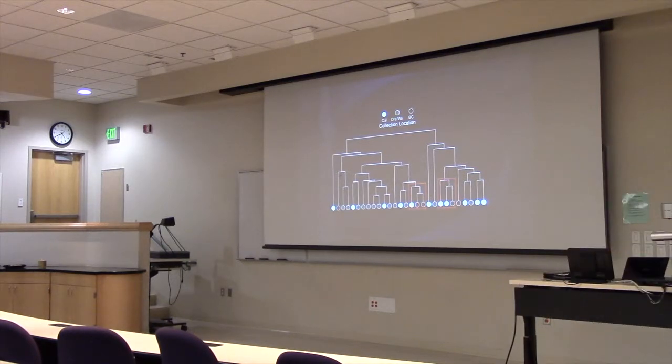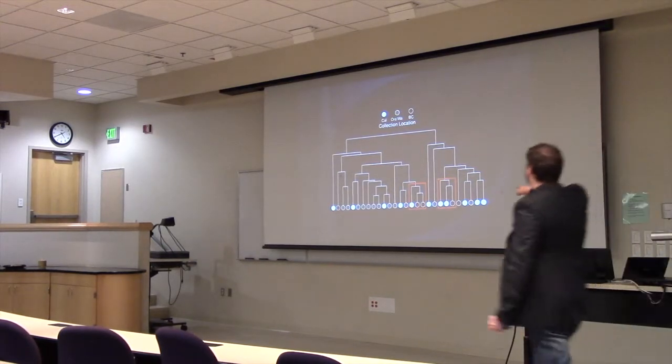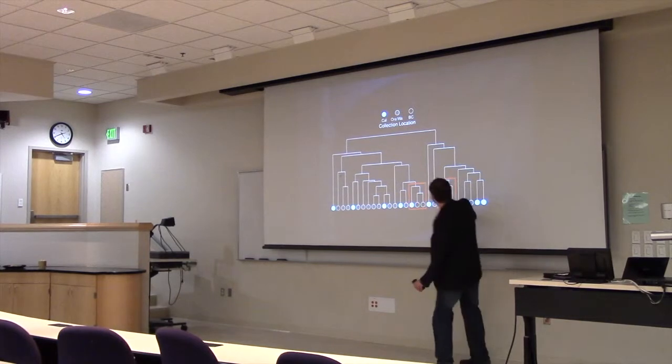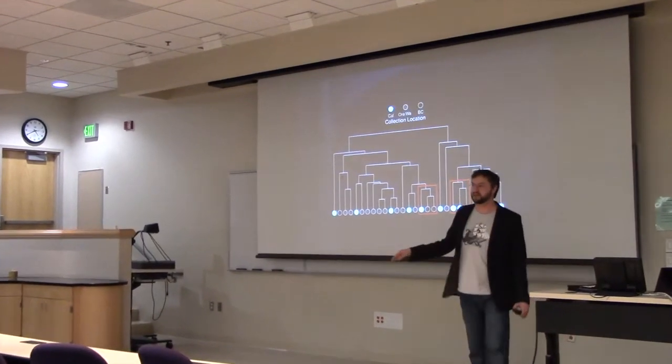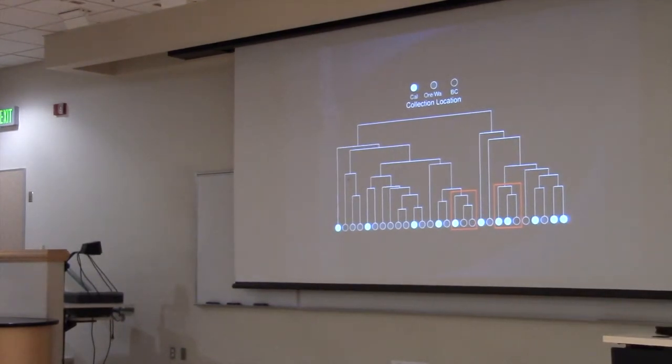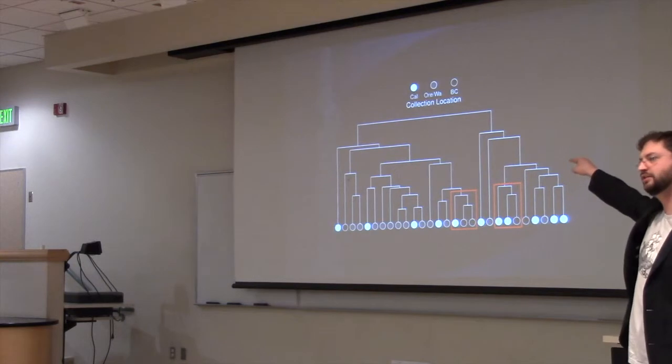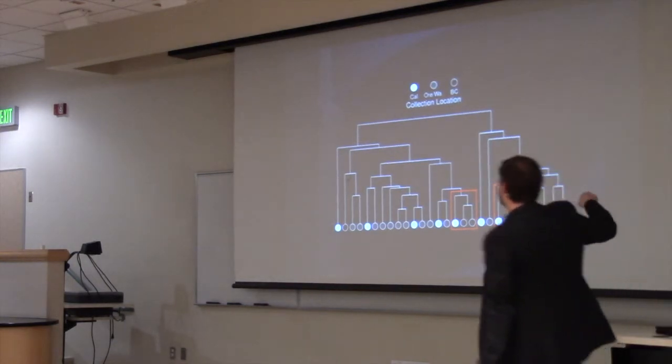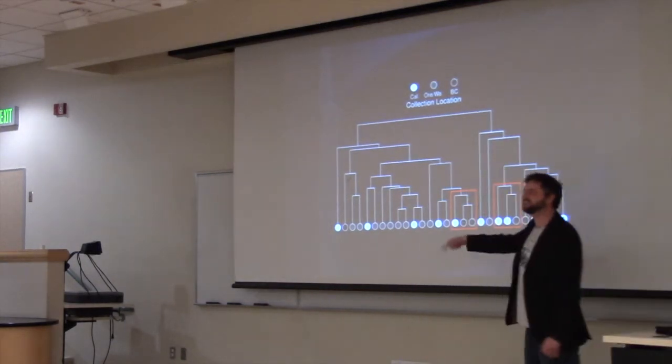Let me draw your attention to a couple of these. These two little groups here, some of the squid that we caught in British Columbia, in their carbon stable isotope signature looked more like ones that we caught in California, hundreds of miles south, than ones that we caught right next to them.